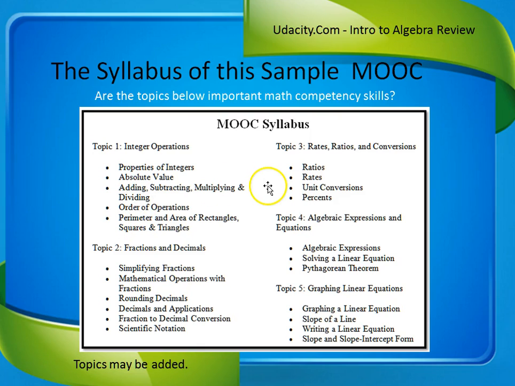The syllabus is really basic. It's integer operations. There's one of 5 topics. There's simplifying fractions and rounding decimals and fraction to decimal conversion, scientific notation, ratios, percents, things that are necessary to move forward within your remedial course if it's necessary, or to move forward with higher level college mathematics. Algebraic expressions, we'll be looking in depth at the Pythagorean theorem and how this is taught, linear equations, and so forth.